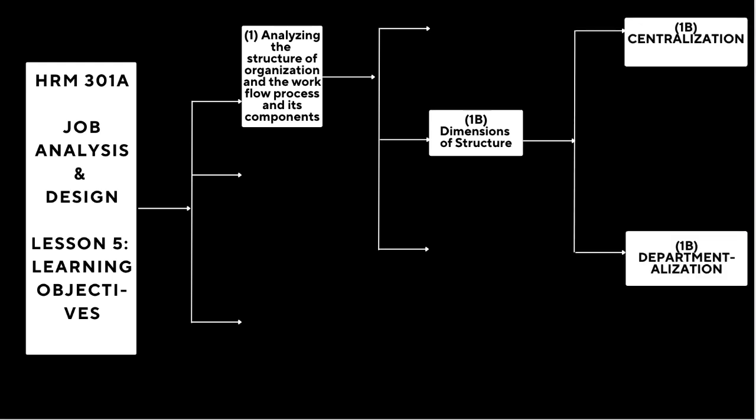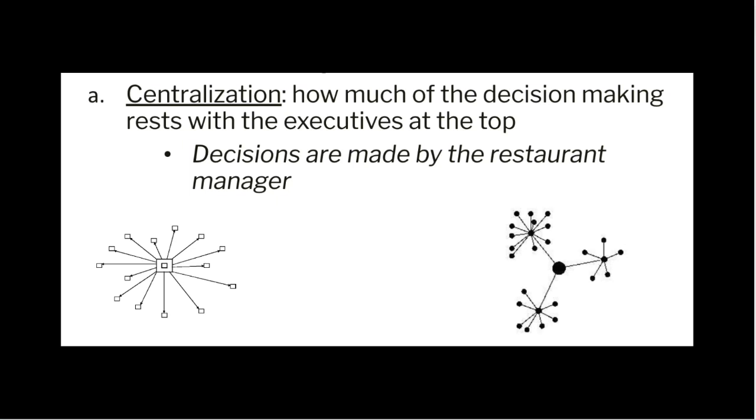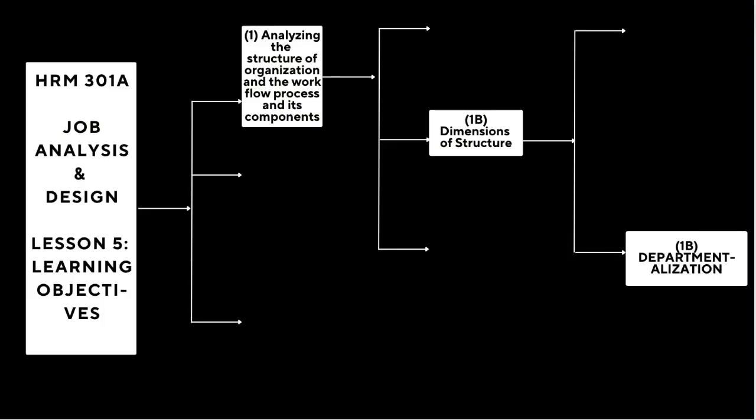Dimensions of structure. There's two types, centralization and departmentalization. Let's go with the first, centralization. So centralization is how much of the decision making rests with the executives at the top. Decisions are made by the restaurant manager. So here is centralization, and then everyone else follows.